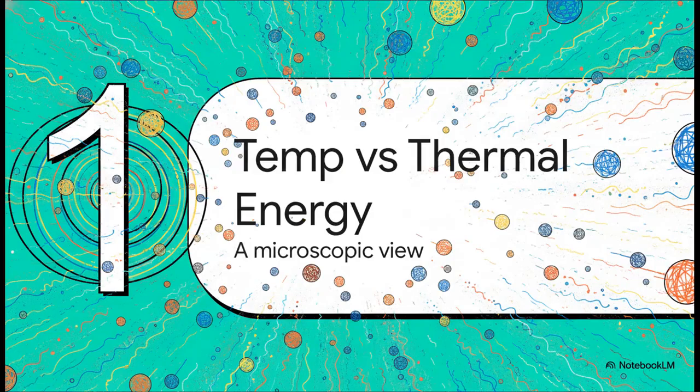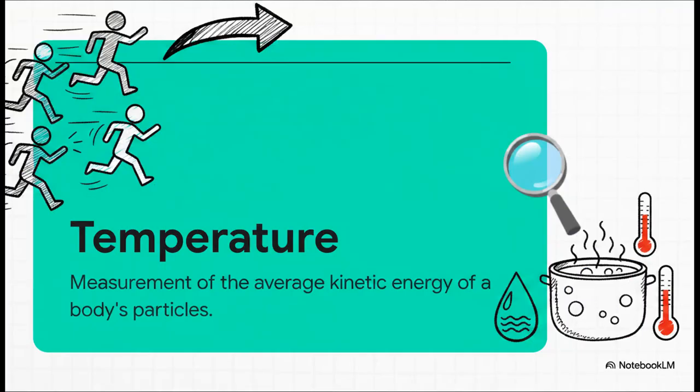All right, part 1, temperature versus thermal energy. To kick things off, we really need to zoom all the way into the microscopic, particulate level to clear up our first major hurdle. So what actually is temperature? Fundamentally, it's just a measurement of the average kinetic energy of a body's particles. Think of it like a room full of people running around. Temperature doesn't care how many people are in that room. It only cares about the average speed they're running at.